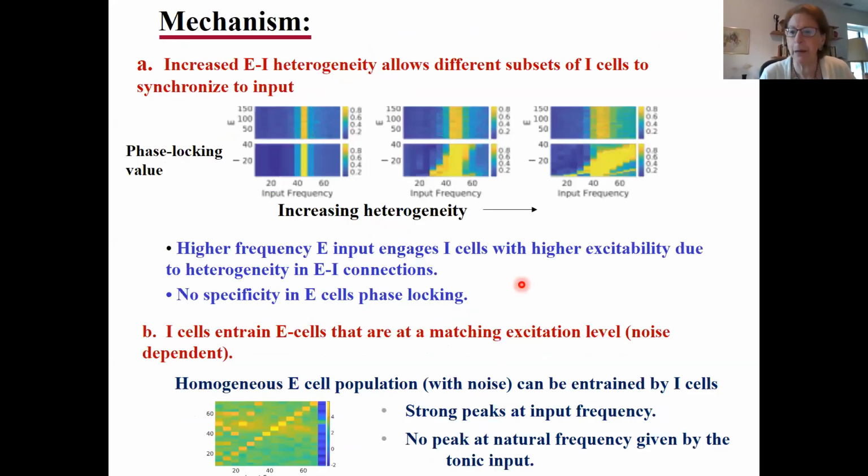Okay, so how does it happen? Well, for that, we have to go back to looking at phase locking value. So every one of the pixels here is a different simulation. Here is input frequency, and every horizontal bar is a different neuron.